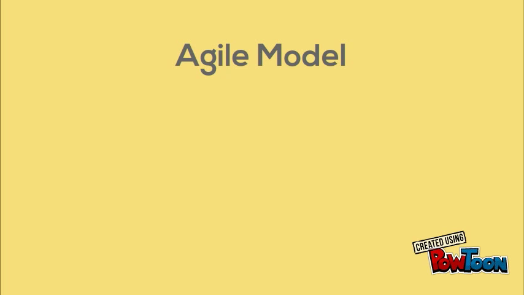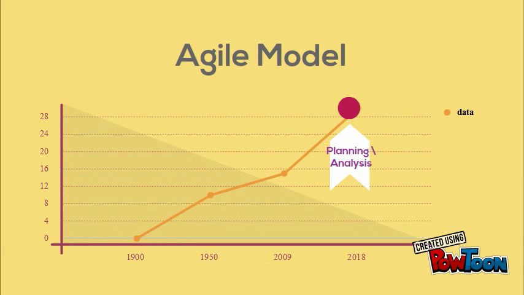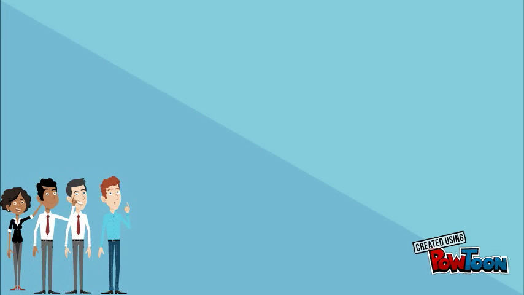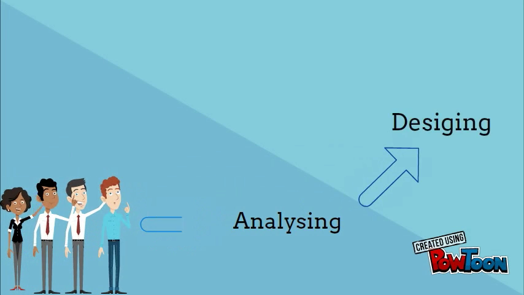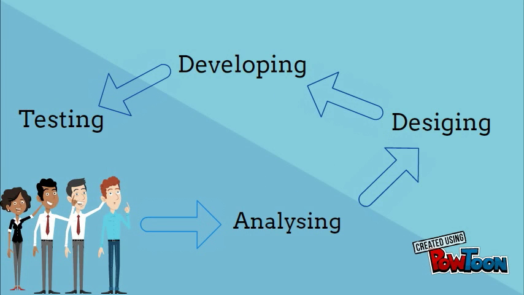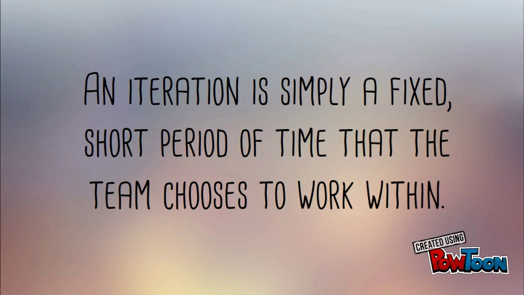However, in the Agile development cycle, it is quite different. Instead, the initial planning and analysis is kept to a very high level, just enough to outline the scope of the development project. Then the team go through a series of iterations, analyzing, designing, developing and testing each feature in turn within the iterations. An iteration is simply a fixed short period of time that the team chooses to work within. Typically for Agile terms, an iteration is between a week to 30 days, or could even go to 2 to 3 weeks, which seems to be more common approach.